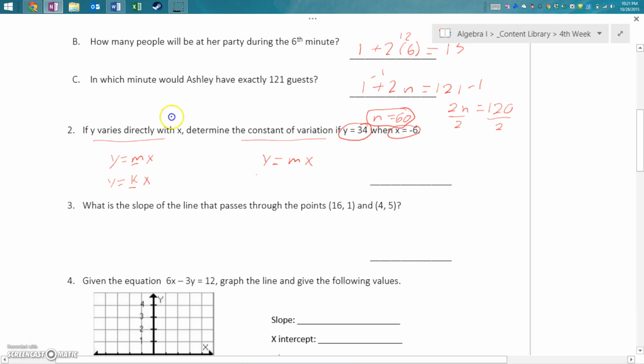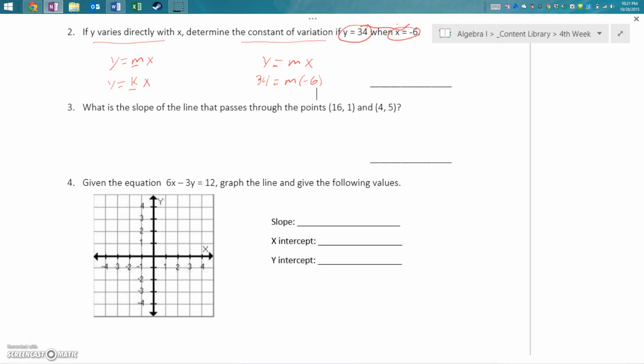I'm going to replace the y value, and I'm going to replace the x value. Now to find out what the constant is, all I've got to do is divide this. I'll reduce that. Those can both be reduced by a 2 or divided by 2. So there's my constant of variation.